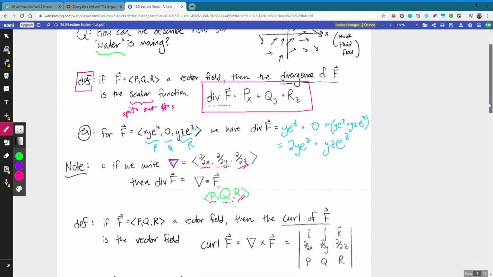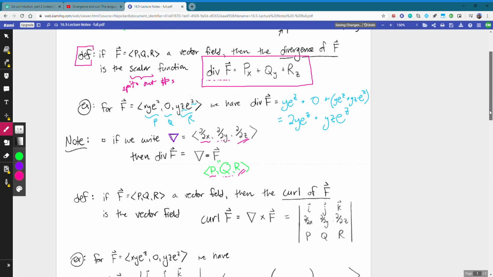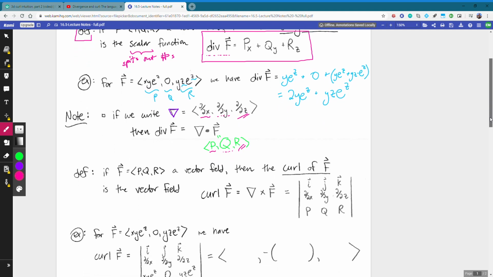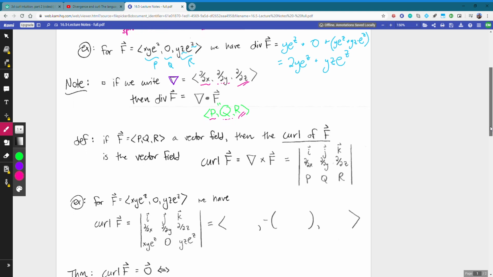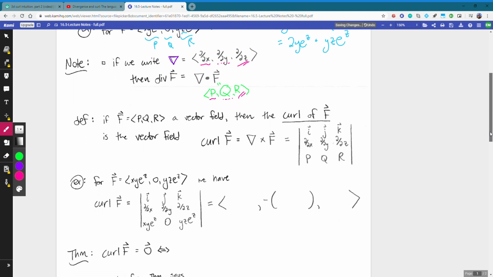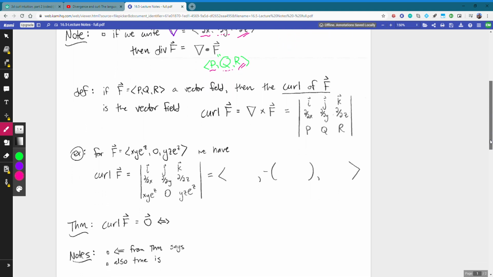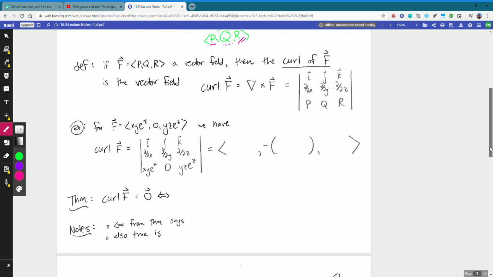The second object that can help describe some physical behavior of our fluid flow is the curl of a vector field. And so here's our definition in this case. We have a vector field on 3 space. Then the curl of f is the vector field. So it's another vector field.